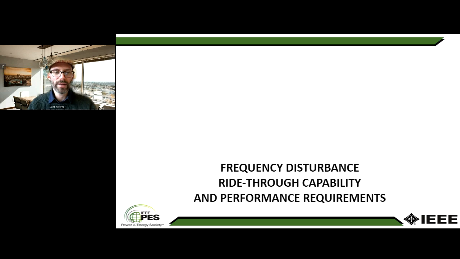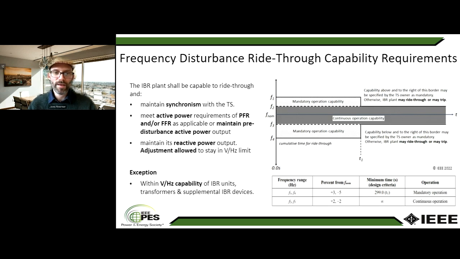For frequency disturbance ride-through capability, the 2800 requirements are fairly well aligned with what folks may already know from IEEE 1547 2018, a 5-minute ride-through capability around the nominal frequency with requirements to maintain synchronism, to meet the active power requirements of the primary and or the fast frequency response, and also to maintain the reactive power output at least within the volts per hertz limits. There's one exception: within the volts per hertz limits of IBR units, transformers, and supplemental IBR devices. For example, if the frequency is low and the voltage is high, the volts per hertz might exceed the capability of the equipment, and in that case, there might be exceptions to the ride-through requirements.